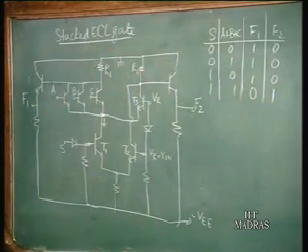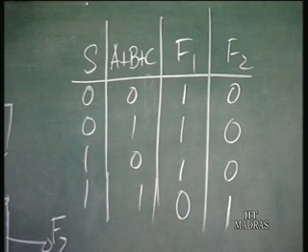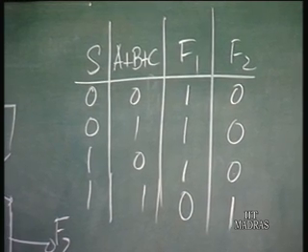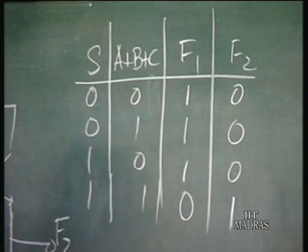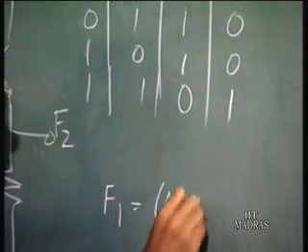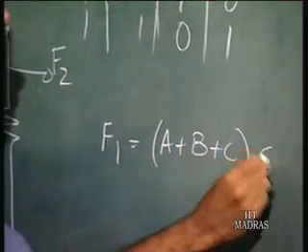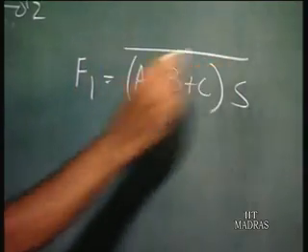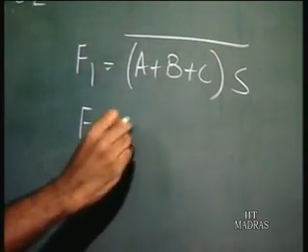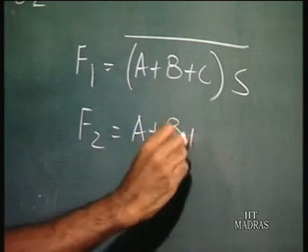All right. So what is the logic function? F1 is the NAND of S AND of A or B or C.